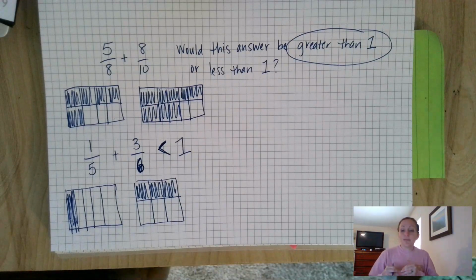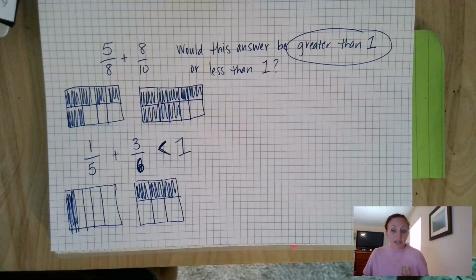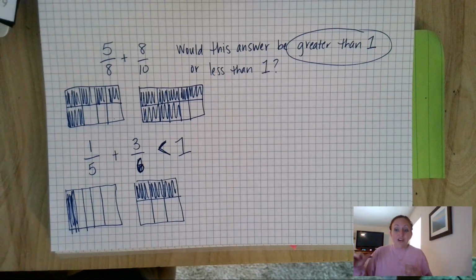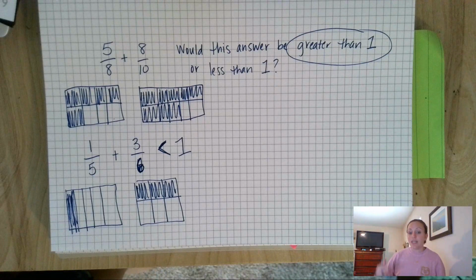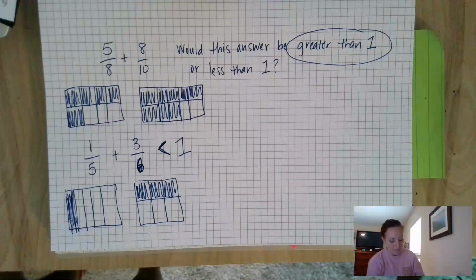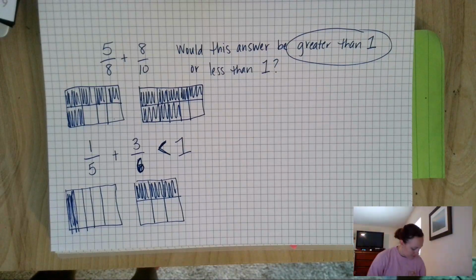So please don't say, well, I don't know how to add fractions with unlike denominators. You aren't going to learn that until 5th grade. That is a 5th grade standard. So you're going to learn that next year. Right now we're estimating. We're saying, is it about 1/2? Is it about 1 whole? Where does it fall?